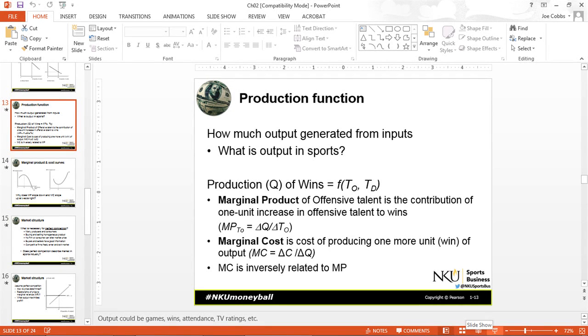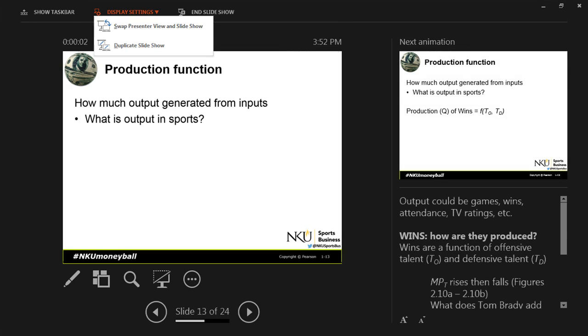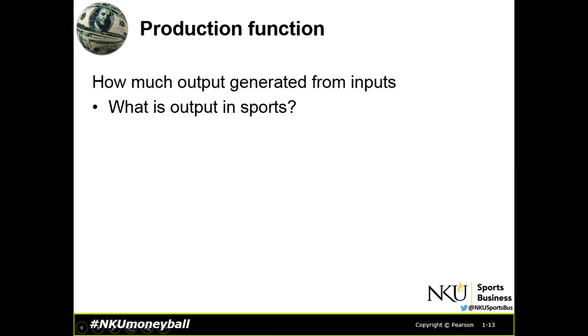Okay, we are going to pick up where we left off with Chapter 2, starting with the production function here. And the production function is going to tell us how much output we can generate from additional units of input. So when we apply this to sports, what might our output be?